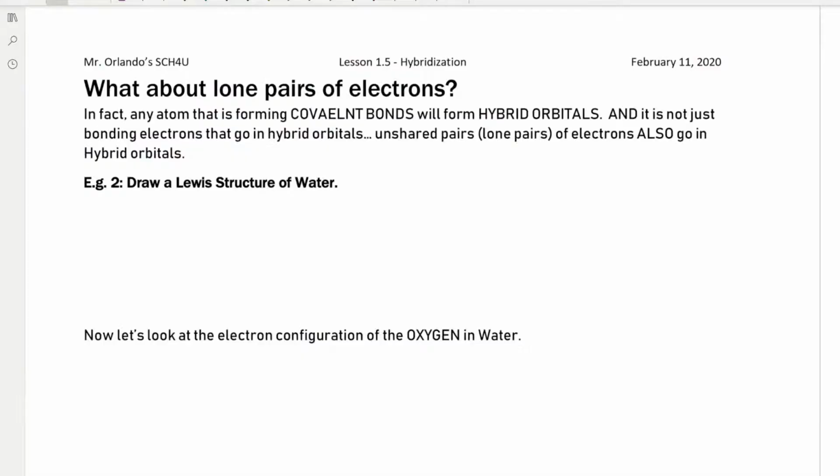All right, I'm going to assume we're back. So given that we're back, let's draw that Lewis structure together, shall we?